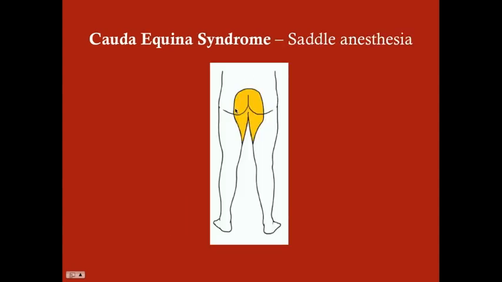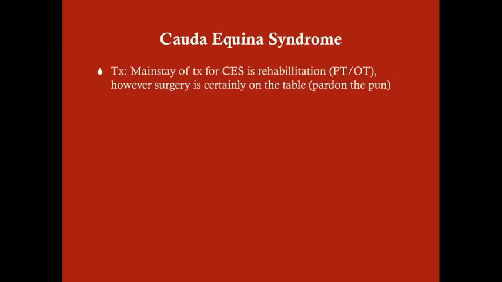And this is saddle anesthesia, which is common with Cauda equina syndrome, and you should look for this saddle anesthesia on the USMLE. This is one of the symptoms they like to give you, along with the incontinence. And saddle anesthesia is just anesthesia over those S1 to S5 dermatomes. The treatment for Cauda equina syndrome is usually rehabilitation, but it's going to depend on the cause, and you're not going to have to determine whether or not the patient needs surgery. Surgery is certainly on the table for these patients, pardon the pun. It's the orthopedic surgeon who will decide whether surgery is necessary.